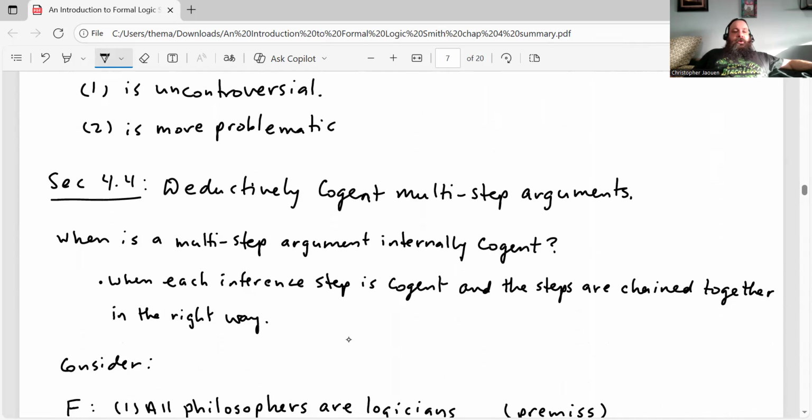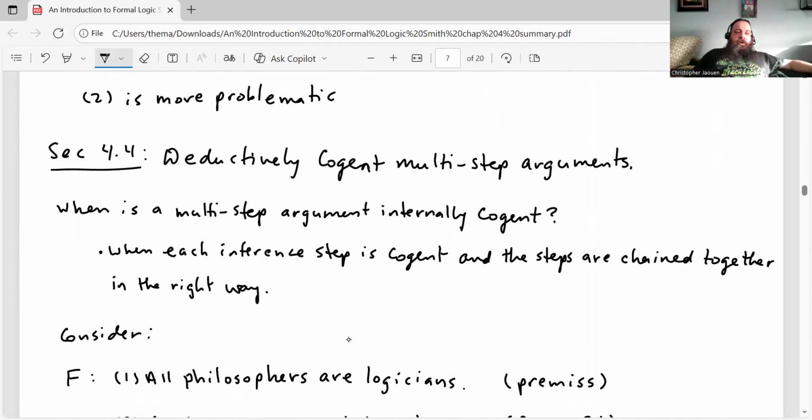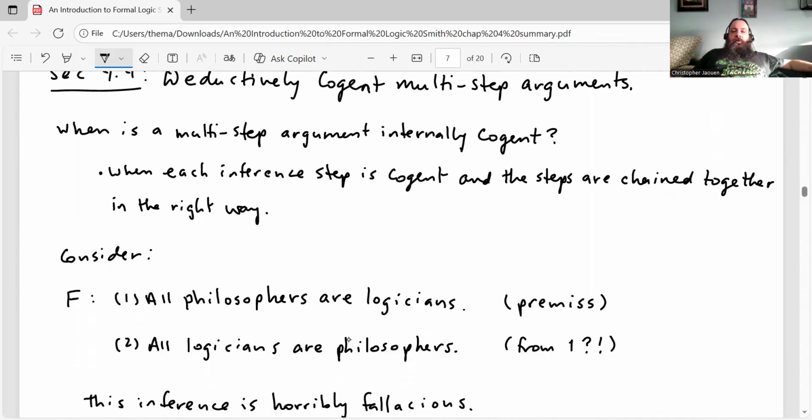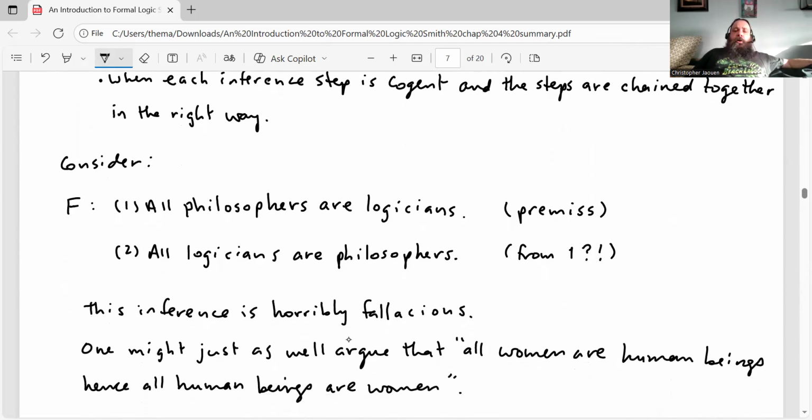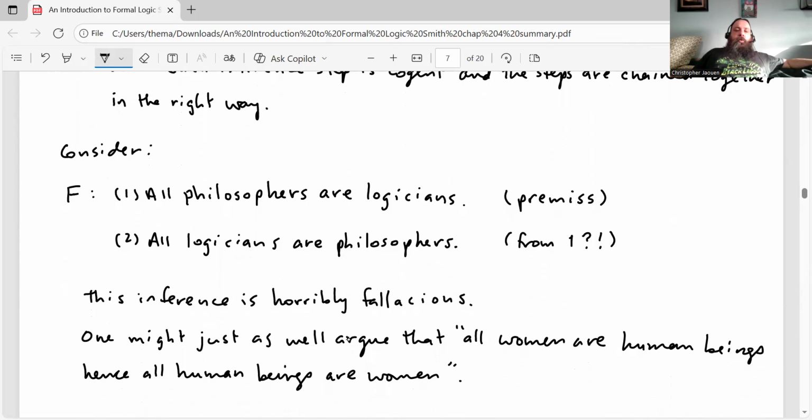Okay, Section 4.4, deductively cogent multi-step arguments. When is a multi-step argument internally cogent? And the answer is when each inference step is cogent and the steps are chained together in the right way. And we'll talk about what the right way means in a few minutes. So consider this argument F. All right, premise one, all philosophers are logicians. And then we infer, I'll put that in quotes because this is not a valid inference step, from one that all logicians are philosophers.